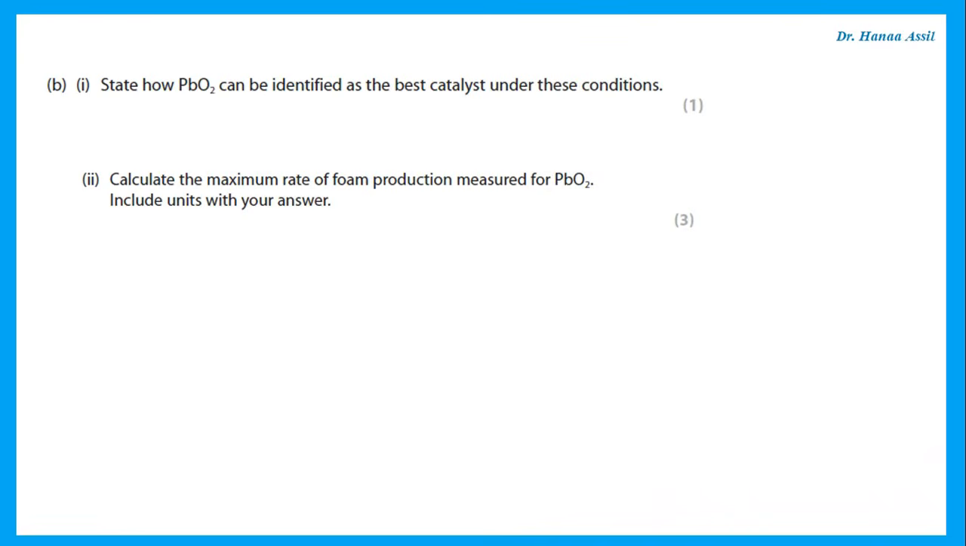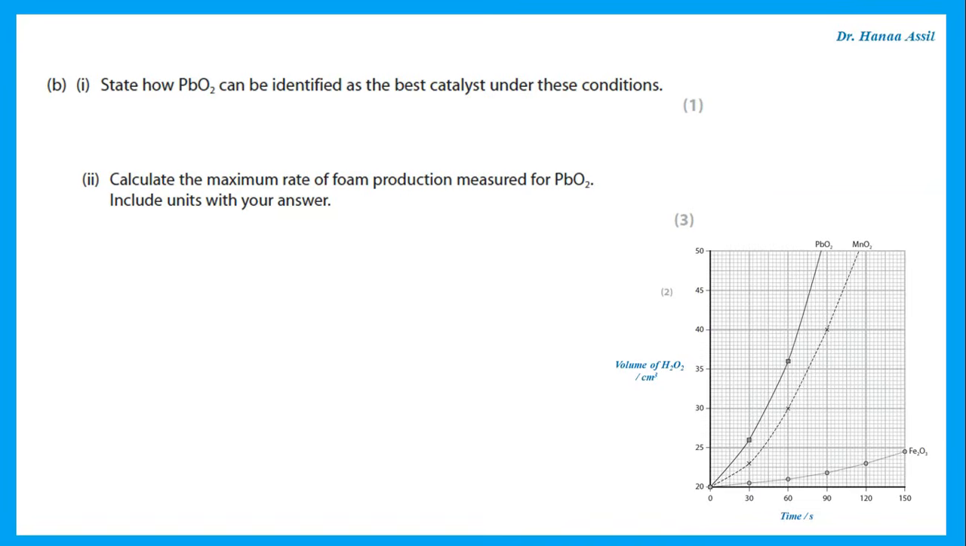State how lead oxide can be identified as the best catalyst. So looking at the graph, which one was the best catalyst? Well, the one in which the graph was steeper. The curve was the steepest with lead oxide, so that means that was the best catalyst.